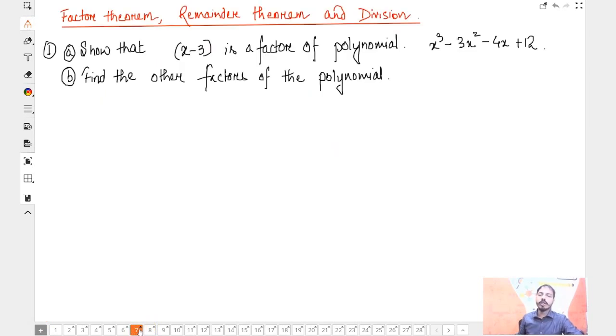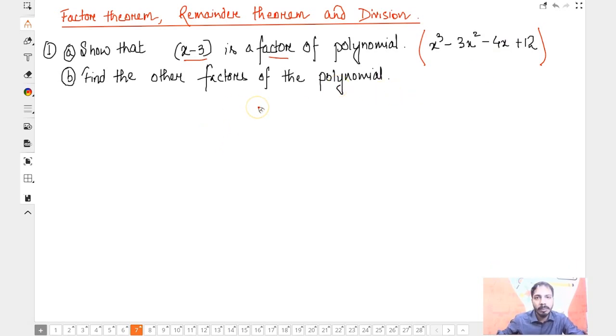Next thing is we will use factor theorem, remainder theorem and division algorithm and find out the factors of a higher degree polynomial, right? For example, say this is a polynomial of degree 3, that is a cubic polynomial. Now how do I factorize this, right? Now before I go to that, this is a question. Let me see what is this question. This says show that x minus 3 is a factor of this polynomial. Right? So how do we do this?